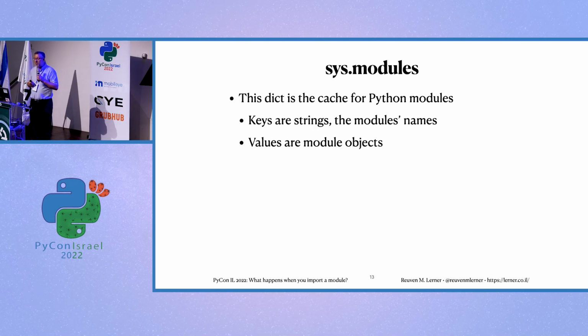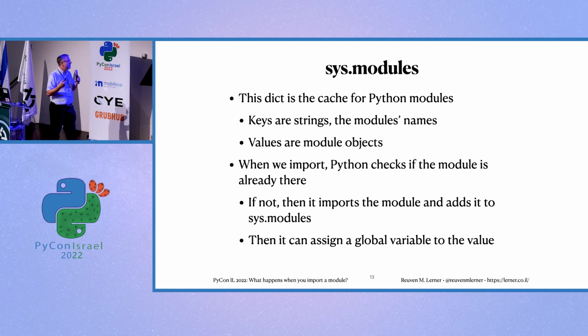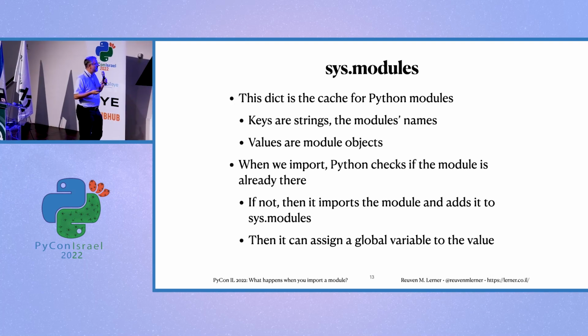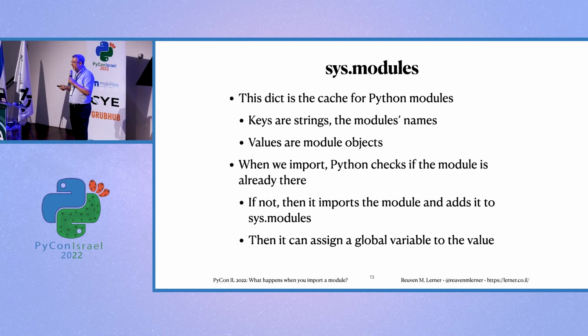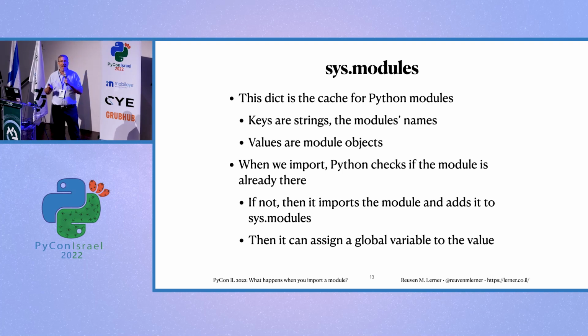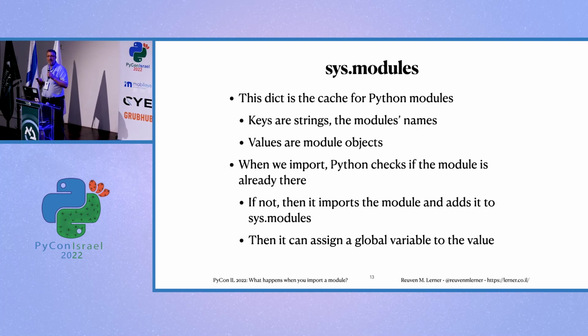Okay, and so when we import, Python checks if the module is already there. If not, then it imports the module and adds it to the sys.modules. And then it can assign a global variable to that value. This happens every single time we use import. It checks in sys.modules, and if it's not there, it imports it. If it is there, it doesn't do it.